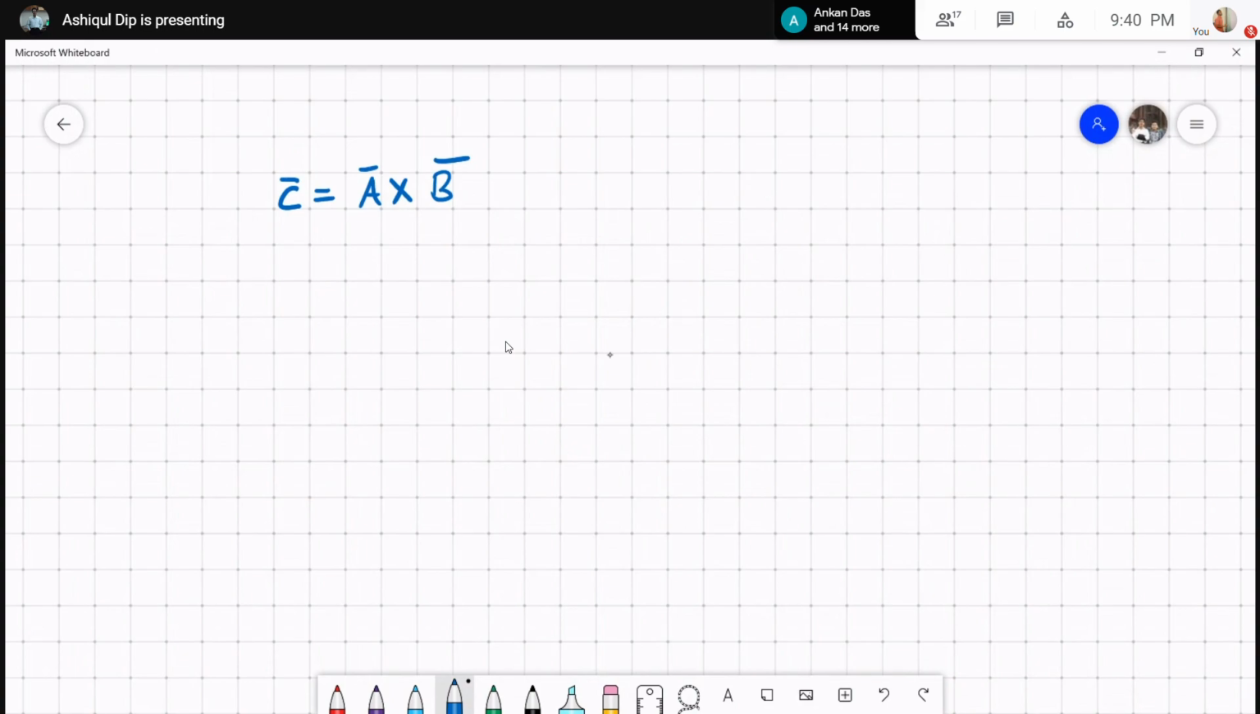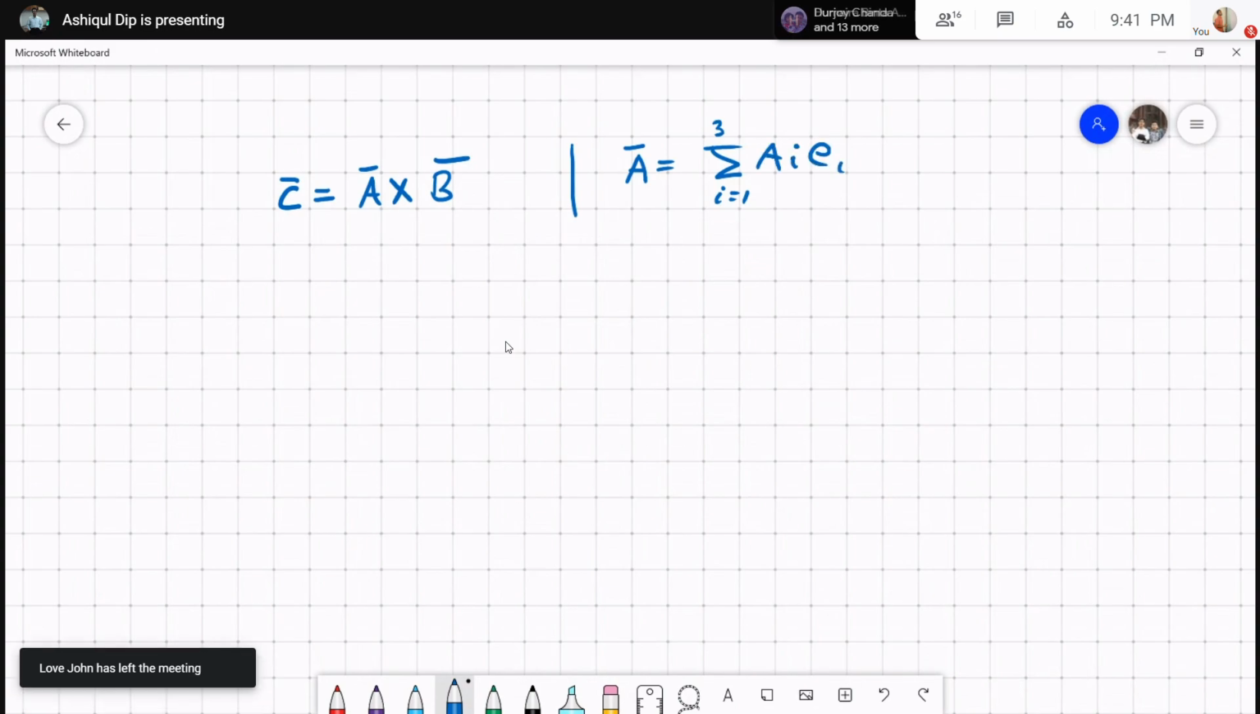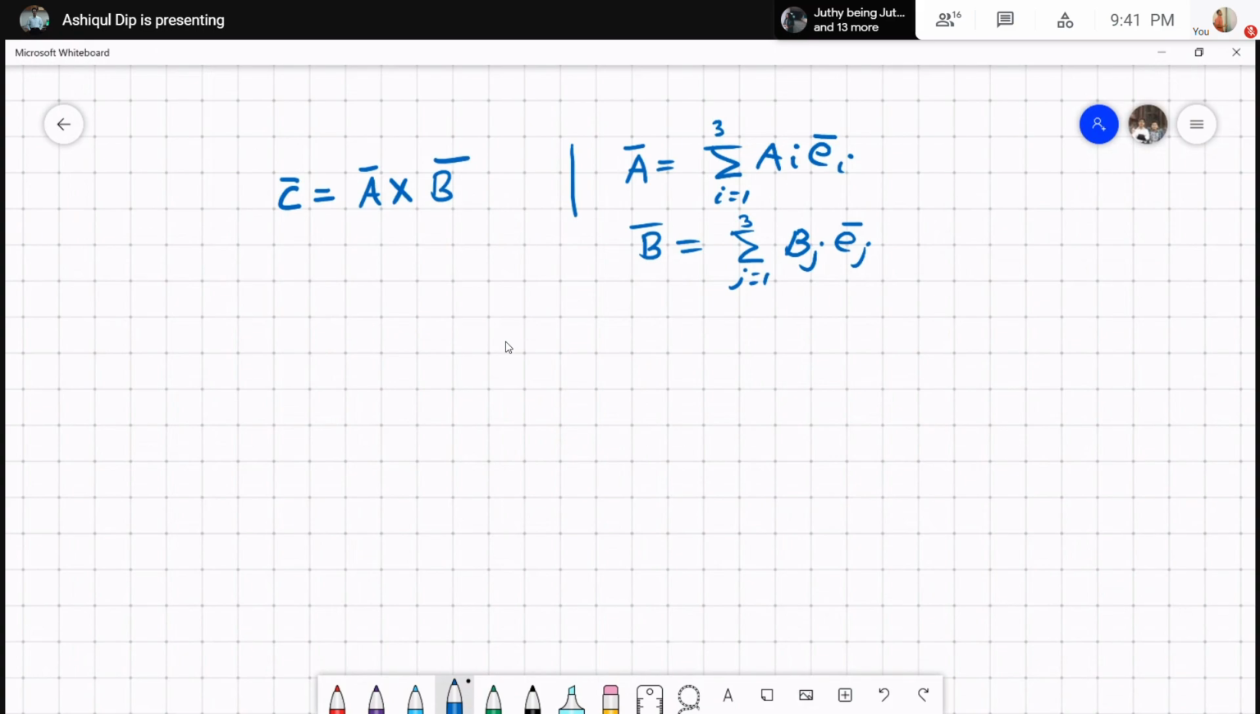How the cross product is defined, that's the important thing. For our A represented in Cartesian coordinates, we can write it as the sum over I equals 1 up to 3 of A_I E_I, right? For B, you can write it like this as well. Everyone cool with that? Happy with that?